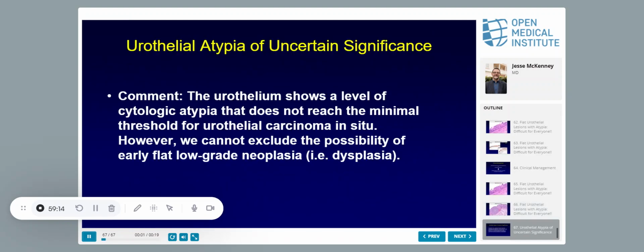And again, this is the comment that I use. I'll let y'all read that. But that's what I put if I call something urothelial atypia of uncertain significance.